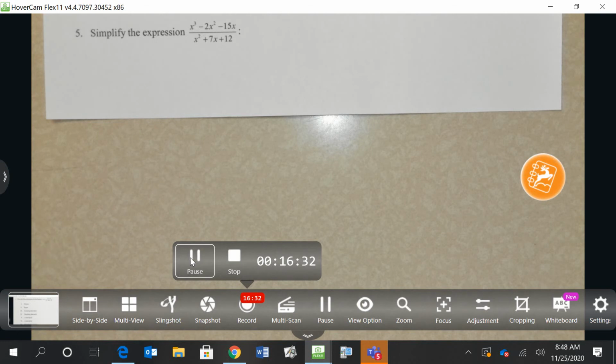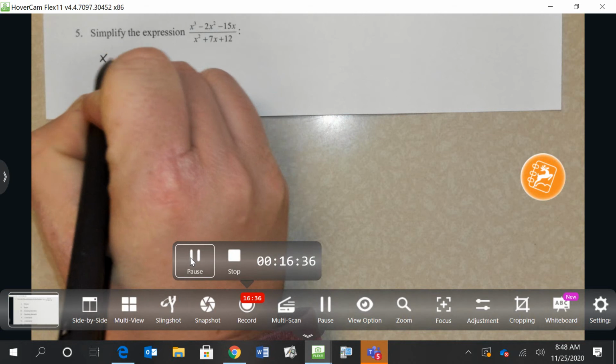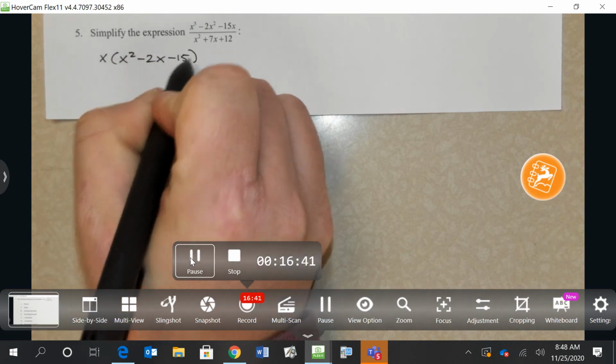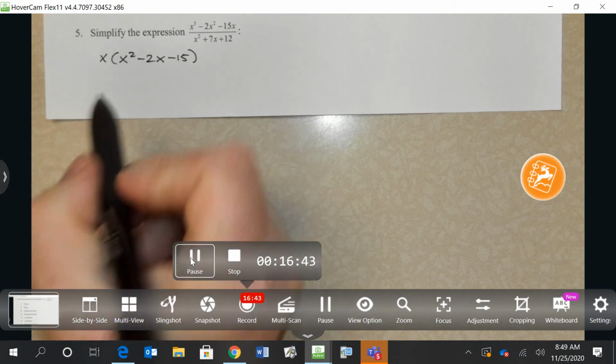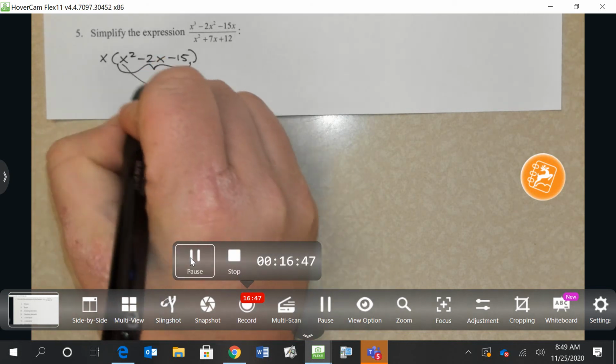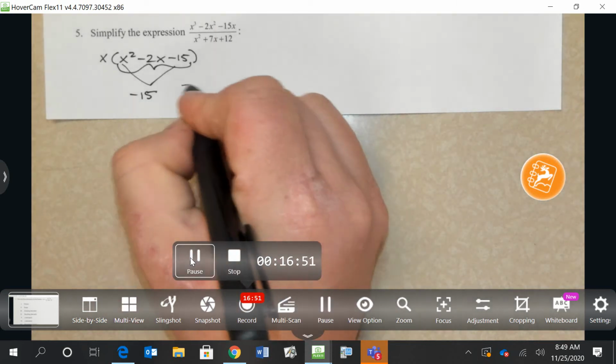Simplifying the expression in number 5. Well, I can see everything in the numerator has an x. Let's pull out an x, and I'd be left with x squared minus 2x minus 15. And I'm only going to work with the numerator first. Then I'm going to try to factor this trinomial. What multiplies to equal negative 15 and combines to equal a negative 2.